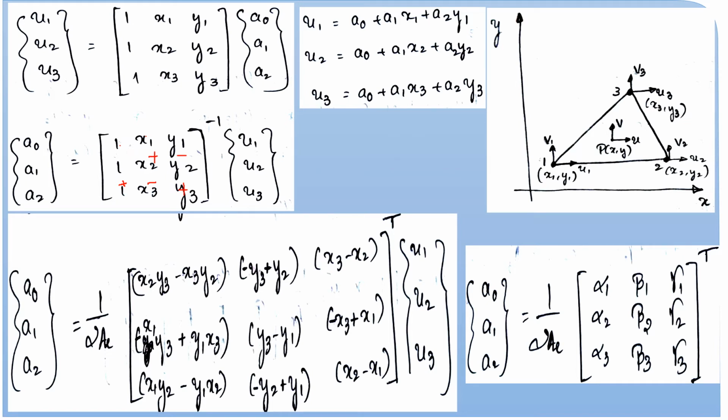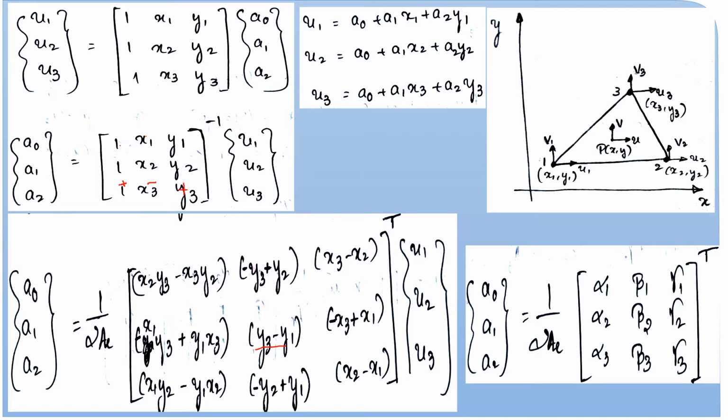Now we'll find the cofactor of this x2. Eliminate this and this. You are remaining with these terms: y3 minus y1. See here, y3 minus y1. Now the cofactor of this y2: eliminate this and this, you will get x3 minus x1. Since minus is there, if I take minus inside, you will get minus x3 plus x1.